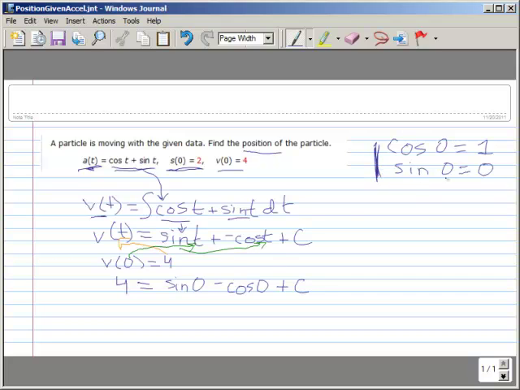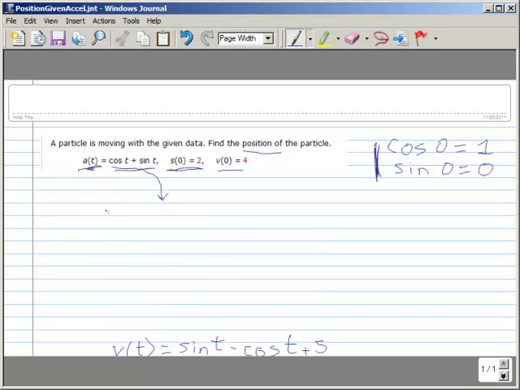Now here's where we're going to use our facts from earlier. Cosine of 0 is equal to 1, sine of 0 is equal to 0. Plugging those in, 4 is equal to 0 minus 1 plus c. So that tells us that c is going to be equal to 5. So summing things up, if we plug c back in, v of t is going to be equal to sine of t minus cosine of t plus 5. That's pretty good. That's our first step.